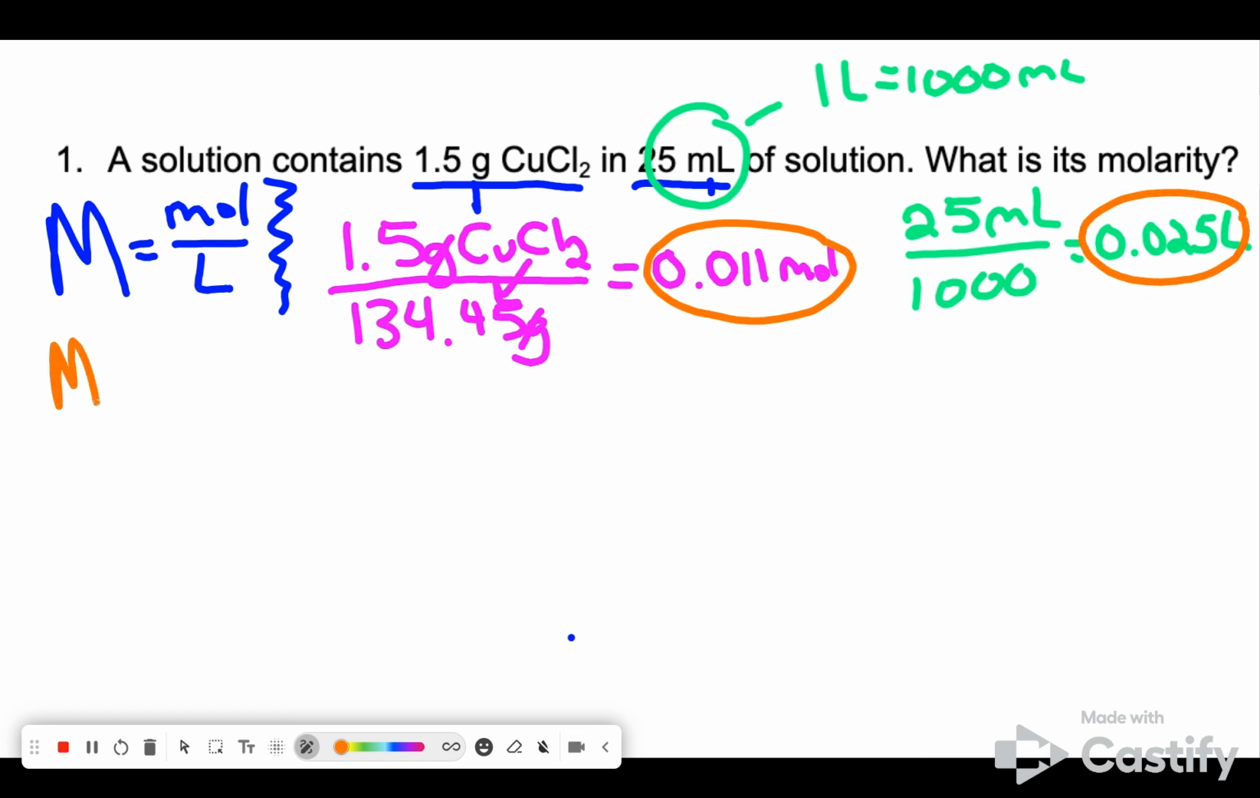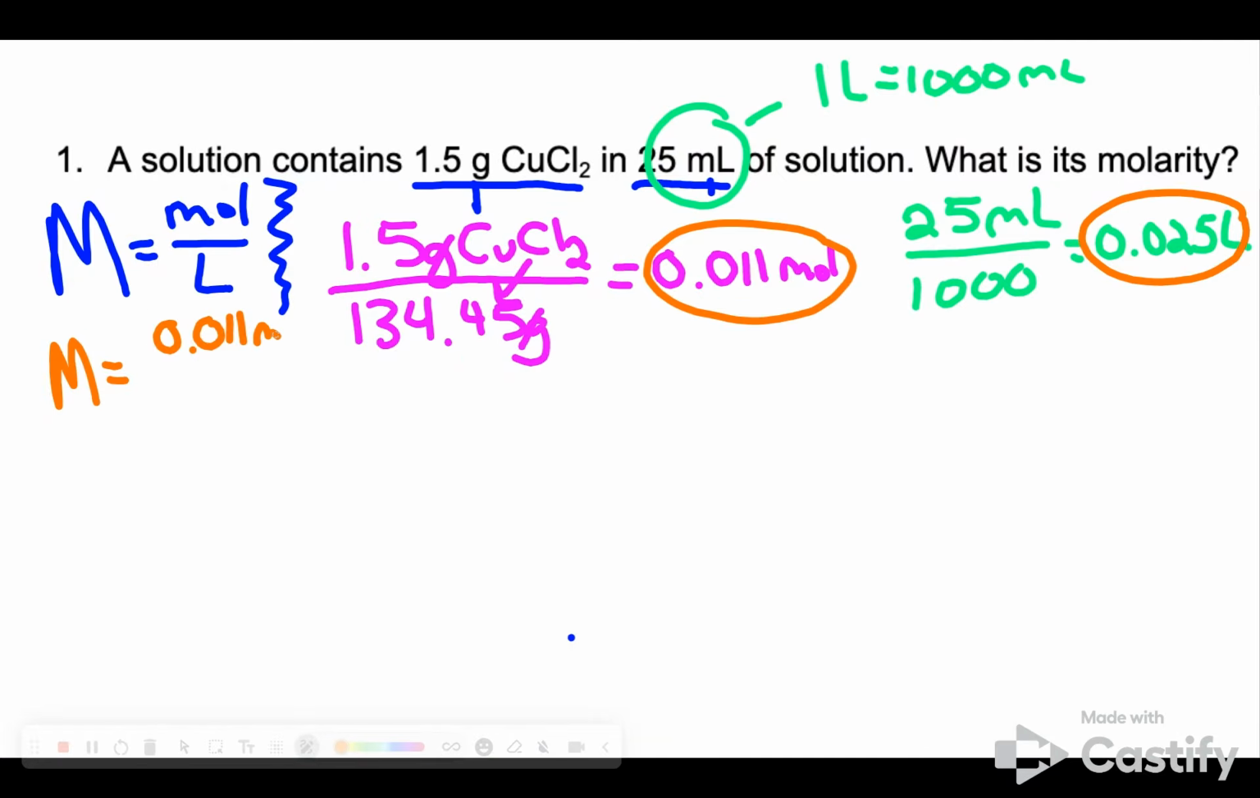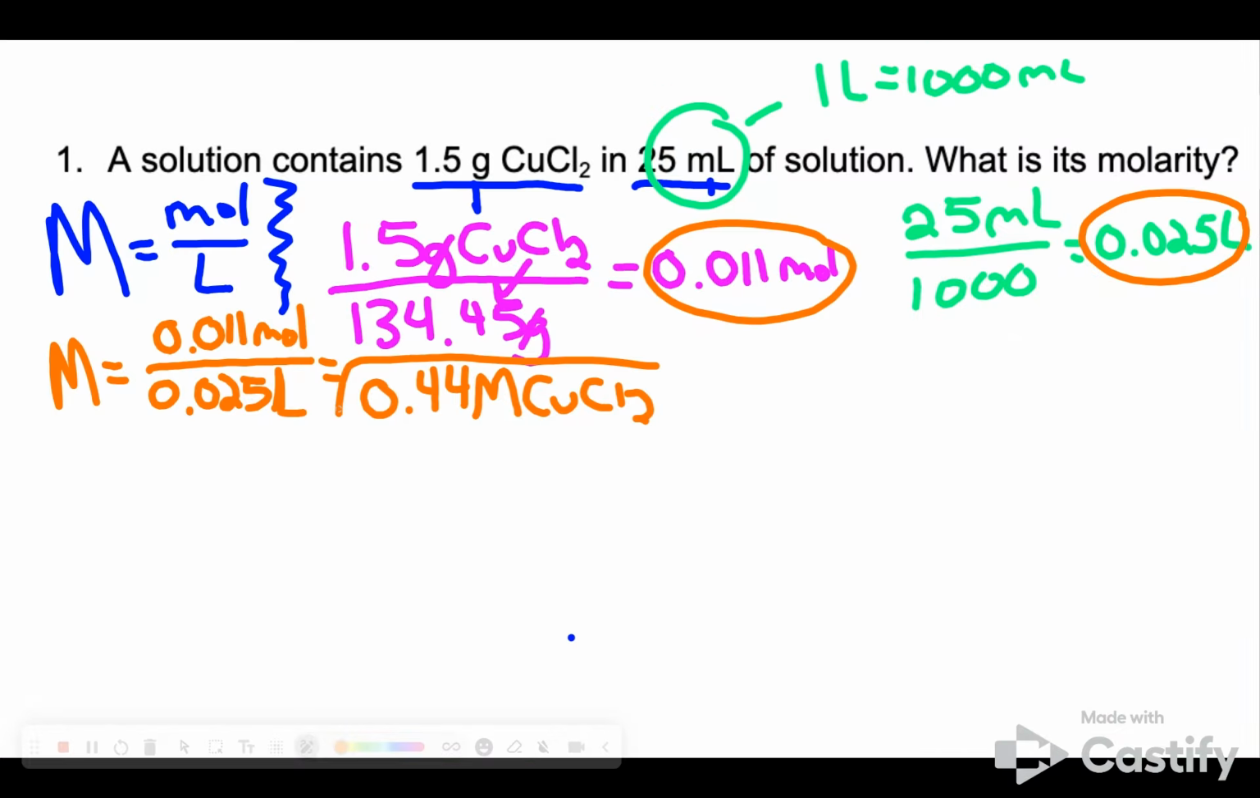So capital M is now equal to 0.011 moles divided by 0.025 liters. If I put this into my calculator and solve it, the answer comes out to be 0.44 molar CuCl2 as my final answer. So go ahead and take a minute to copy this down.